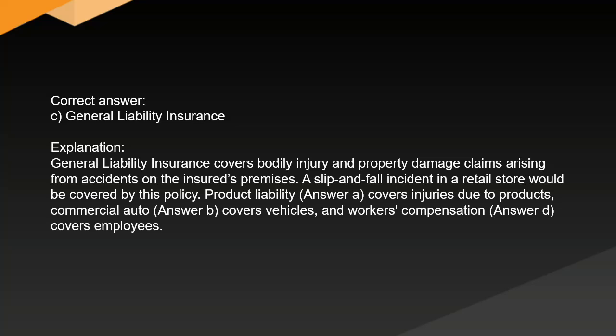Explanation. General liability insurance covers bodily injury and property damage claims arising from accidents on the insured's premises. A slip and fall incident in a retail store would be covered by this policy. Product liability, answer A, covers injuries due to products. Commercial auto, answer B, covers vehicles. And workers' compensation, answer D, covers employees.